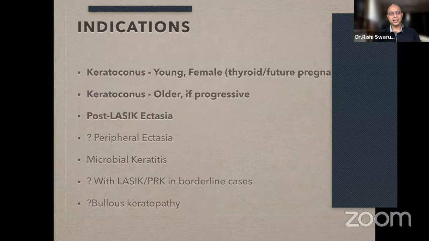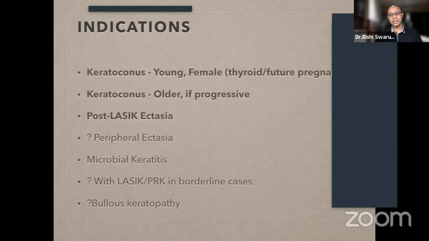So what are the indications? Essentially, the main indication is, of course, ectasia. In keratoconus, we typically like to do it in progressive keratoconus, but there is increasing argument for doing it as a primary procedure, especially if you have young patients, female patients who are likely to have future pregnancies or have thyroid, or even in older patients if you are seeing a progression, clear-cut evidence of progression. Post-LASIK ectasias we know are known to progress rapidly. So as soon as you see a post-LASIK ectasia, it is an indication for cross-linking.